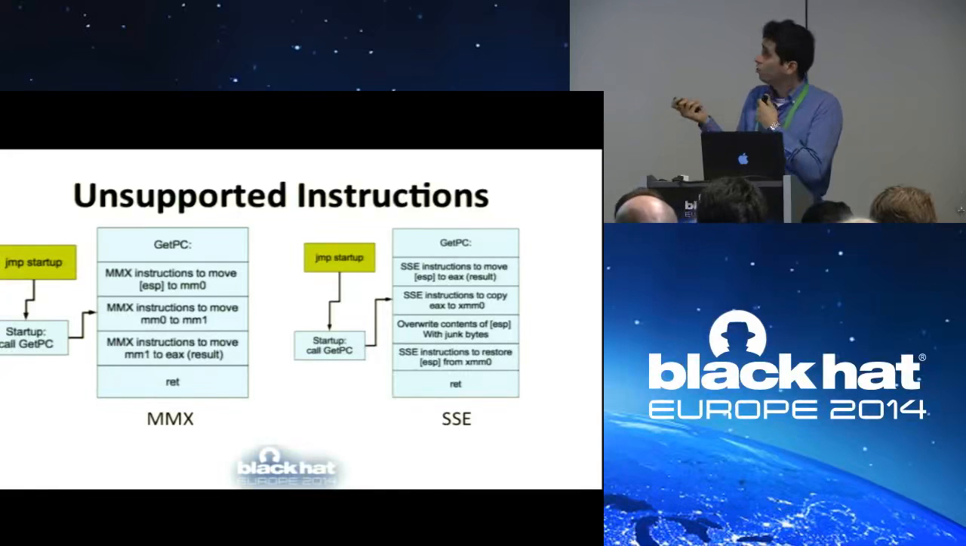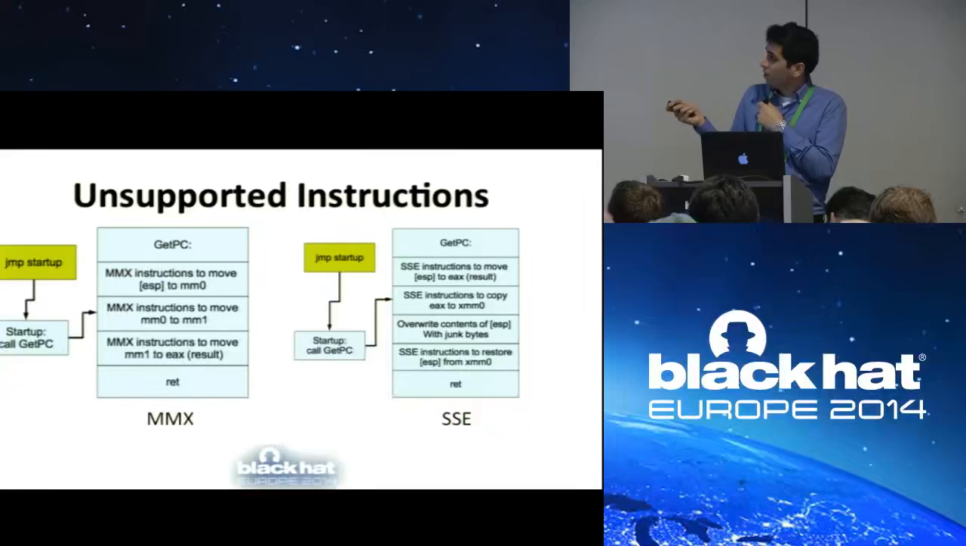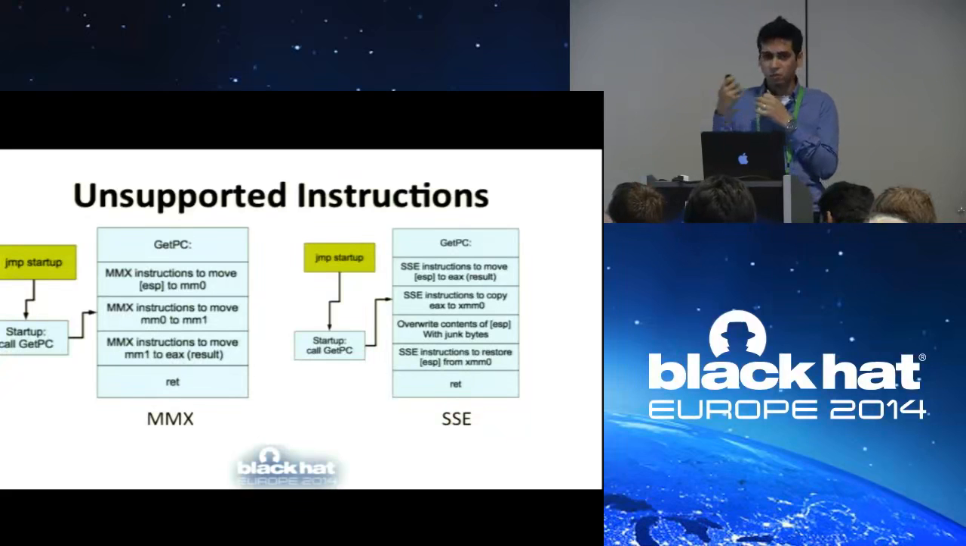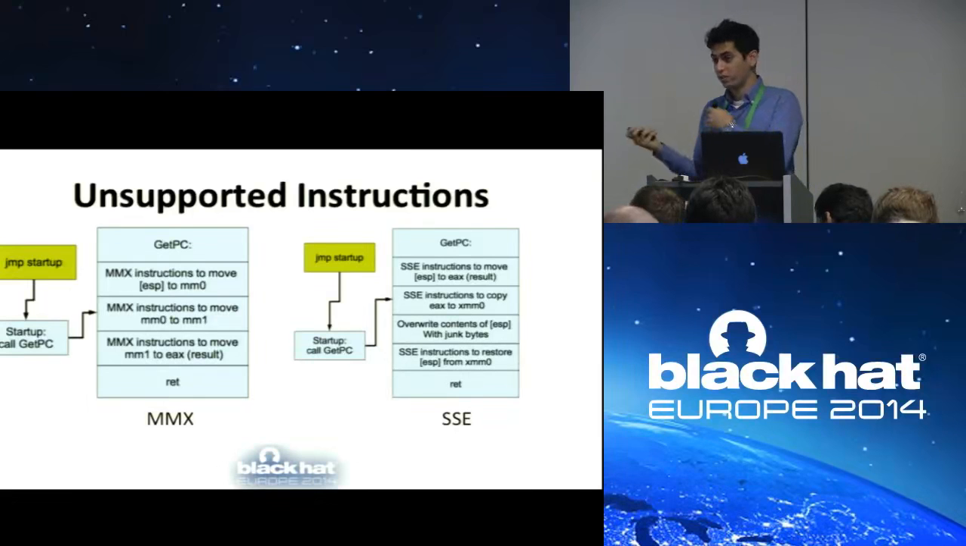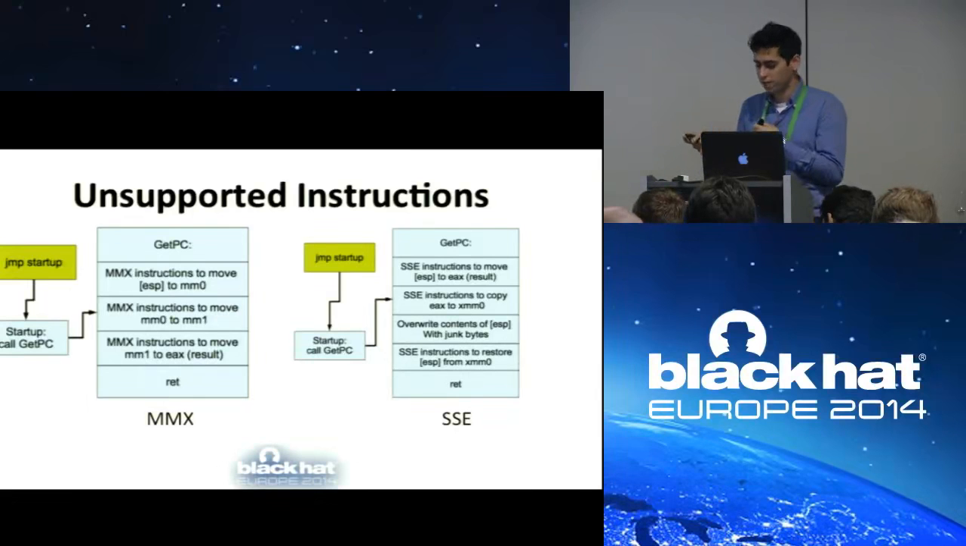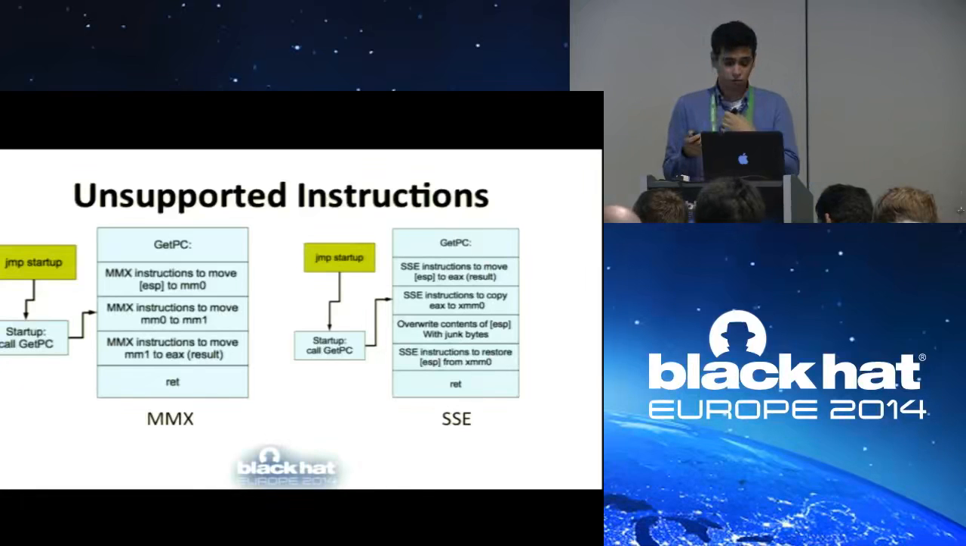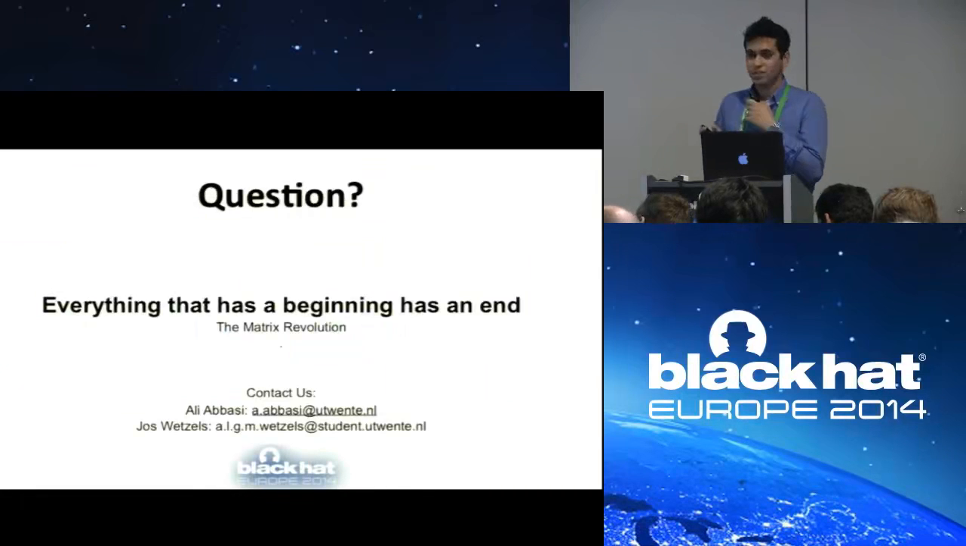So if you want to get the address of ESP, you have to be able to copy from XMM0 back to ESP or whatever. Your address is in that register, right, which is an SSE instruction. And if you can't copy it, which means you are not supporting that instruction, then as a result, you will fail to detect the shellcode. And that was it. It's question and answer time.